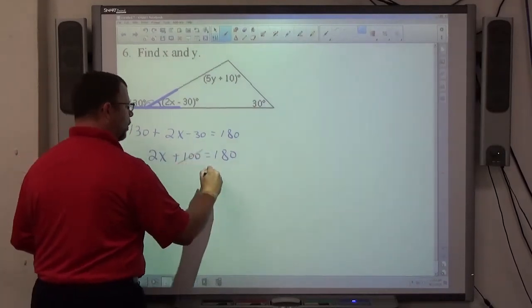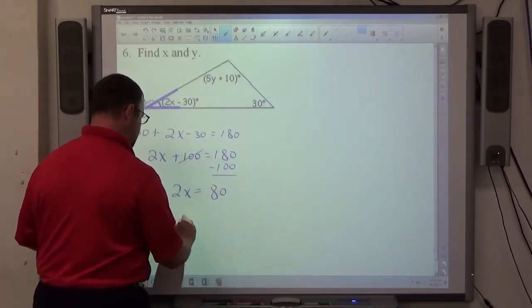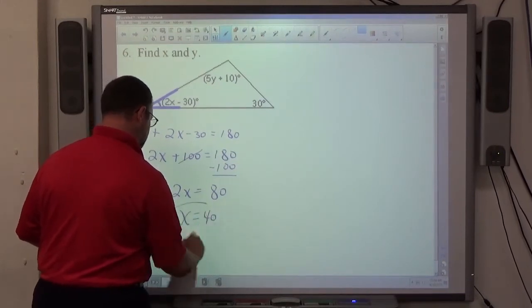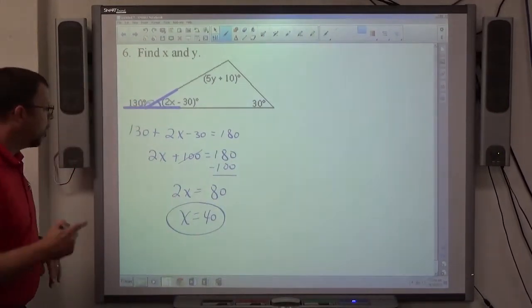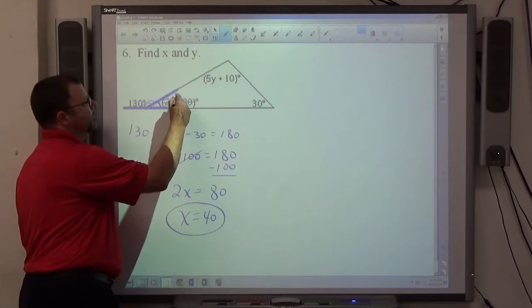When we move 100 to the other side and subtract, we divide by 2 to get x equals 40. That's how we find x. Once I know what x equals, I can very easily find the measure of that angle. That's 2 times 40 is 80 minus 30 is 50.